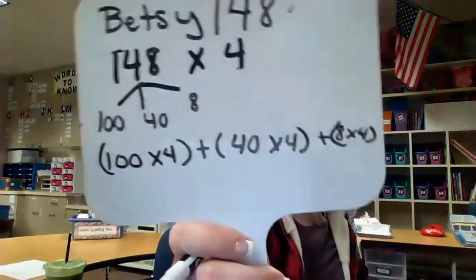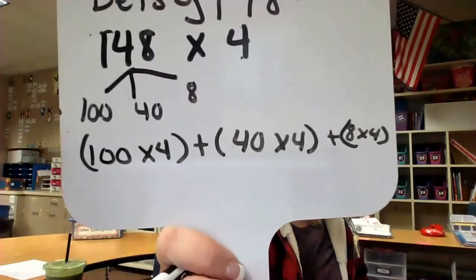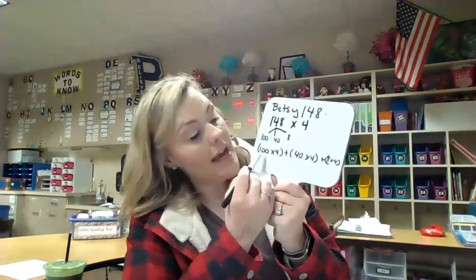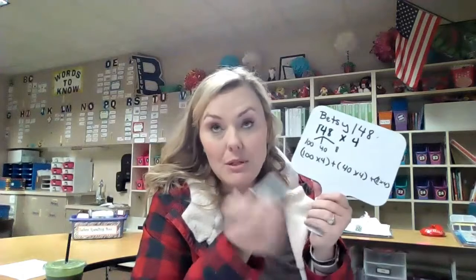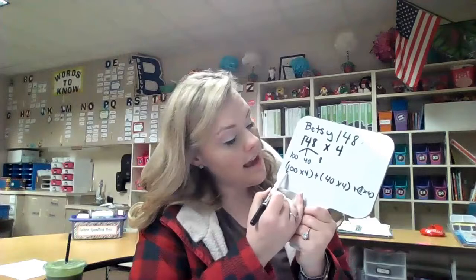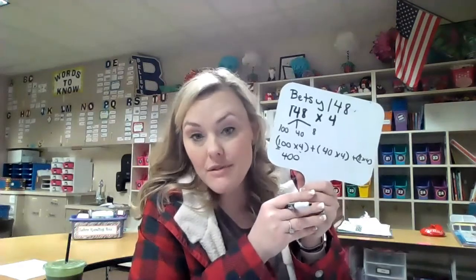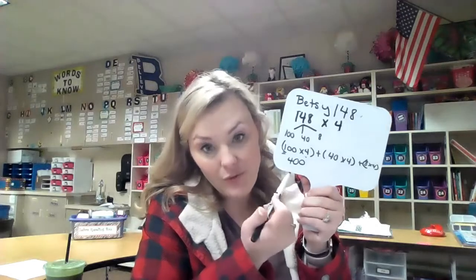100 times 4, plus 40 times 4, plus 8 times 4. And now I can solve each one and rewrite them. So I know with multiplying by tens and hundreds, we can just think about it as 1 times 4 is 4 and then put down the zeros, because 100 groups of 4 is the same as 4 groups of 100, so 400.